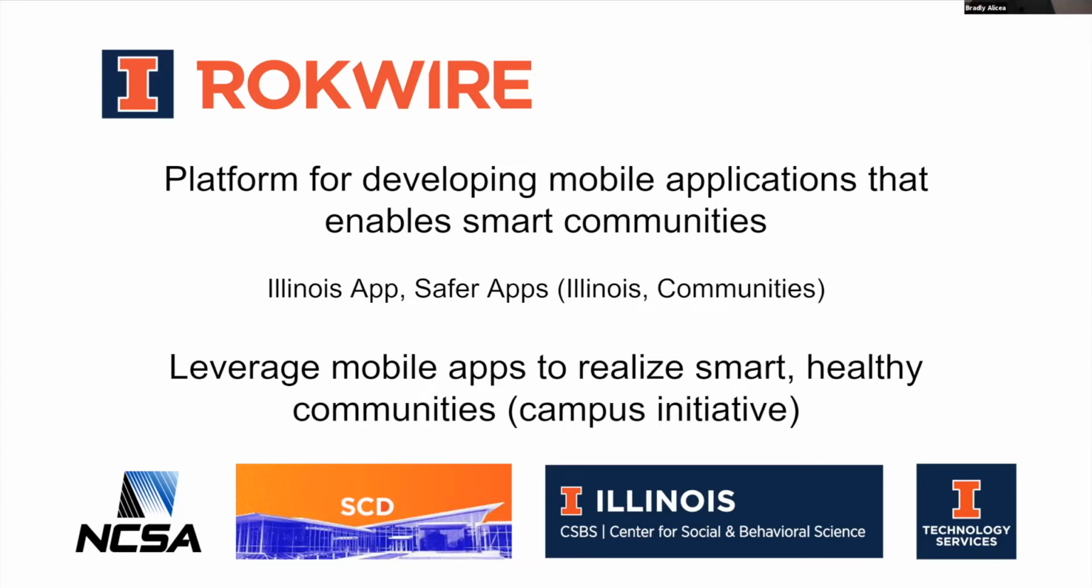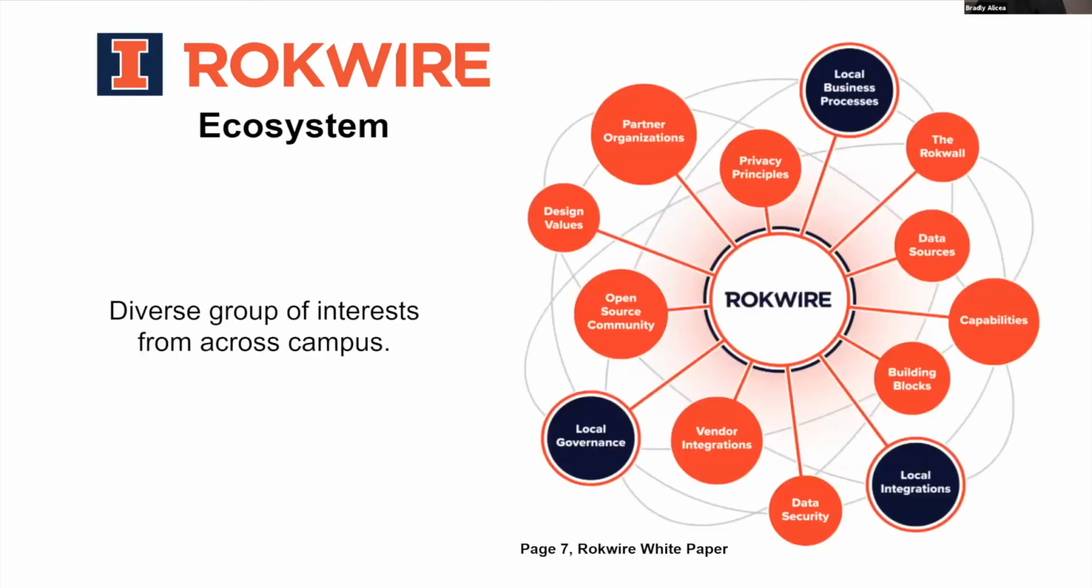And Rockwire is an open source software platform, and there's an initiative for smart, healthy communities, but there's also a lot of interdisciplinary collaboration here, which is required to realize this vision. The NCSA, for example, was involved in a lot of software engineering aspects of this. Also our partners here in the Siebel Center for Design. This is a set of initiatives where we're looking for design solutions for this platform or some of these apps that are being built. We have the Center for Social and Behavioral Sciences, and we'll have a talk from that group in week 3. And then Technology Services, who do a lot of technical support and other types of enablement of this vision. So this is the Rockwire ecosystem.